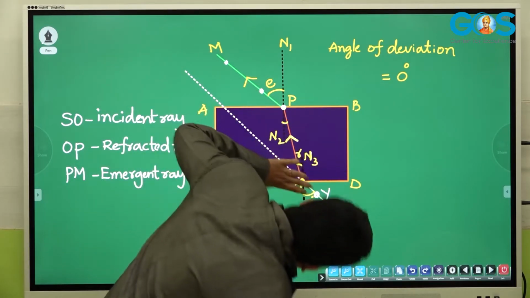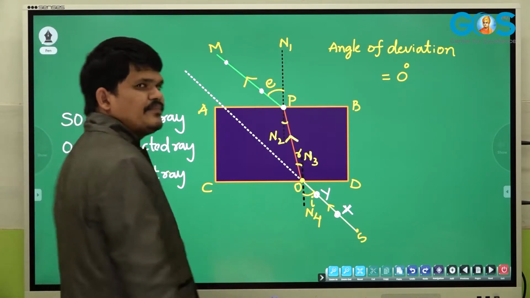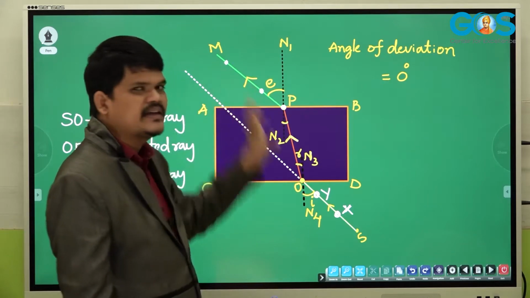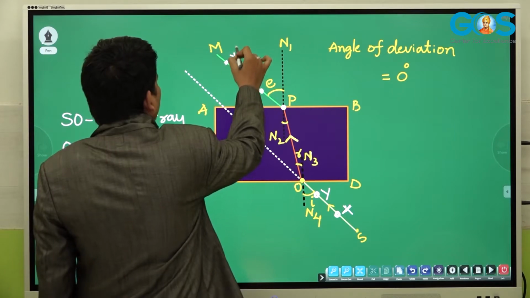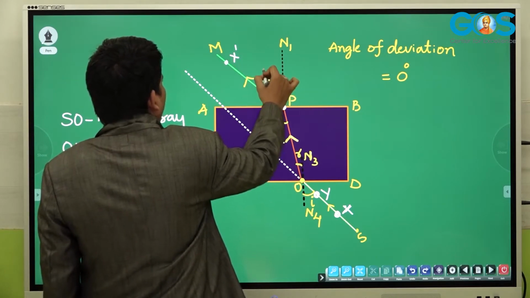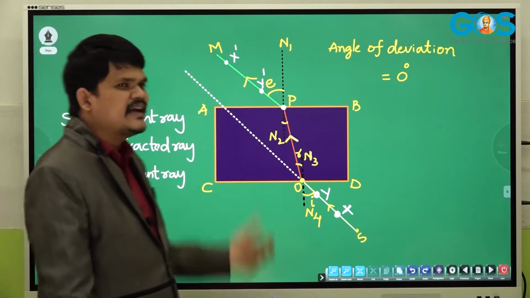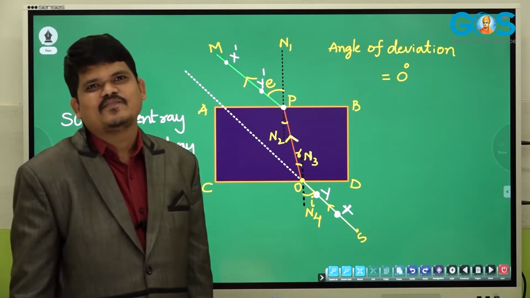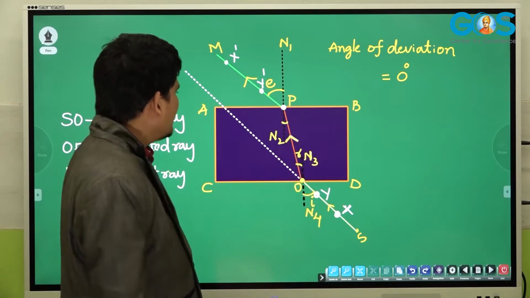By seeing through the glass slab, wherever we get the positions of the image, we need to place the two pins. Let us mark those two pins as X dash and Y dash. If we see through the glass slab, X dash, Y dash, X and Y appear in a straight line.